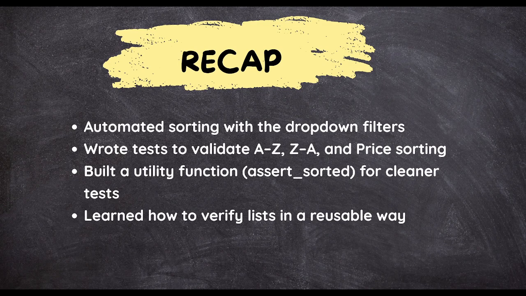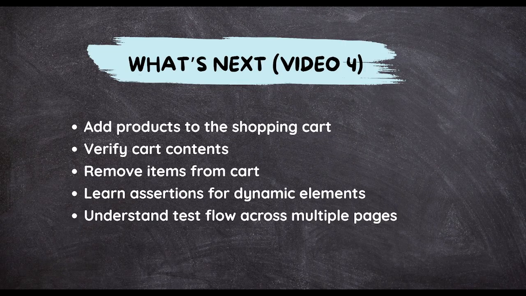Here is the recap. In this lesson, we automated sorting using the product dropdown, tested multiple sorting options, created a utility function to clean up our code, and verified that the lists are sorted correctly. This makes our test more readable and easier to maintain. So in the next lesson, we will move on to shopping cart. We will learn how to add products, verify them in the cart, remove items, and write assertions for dynamic page elements. This will also introduce testing across multiple pages, giving you more real-world automation experience.